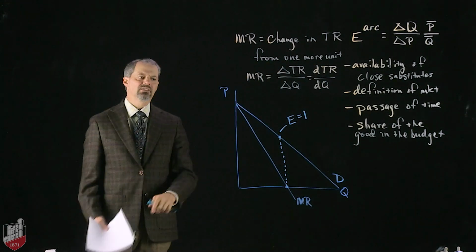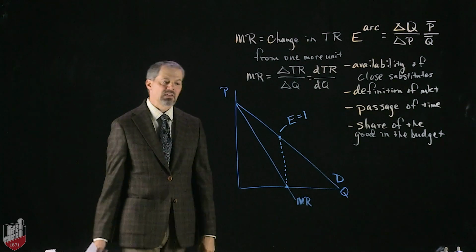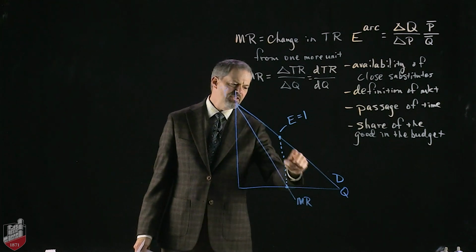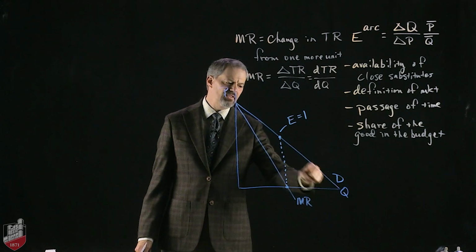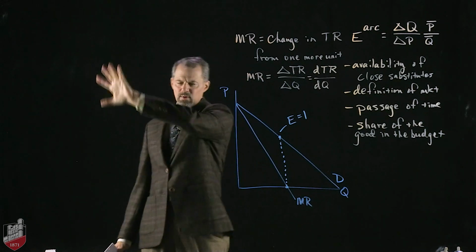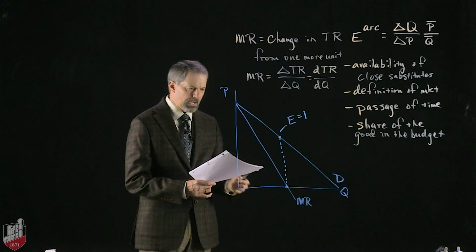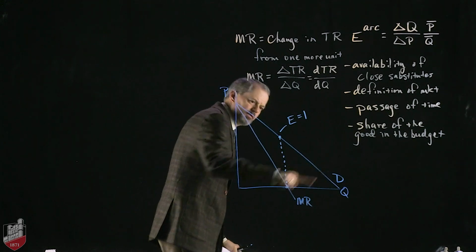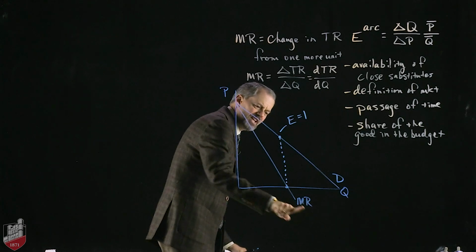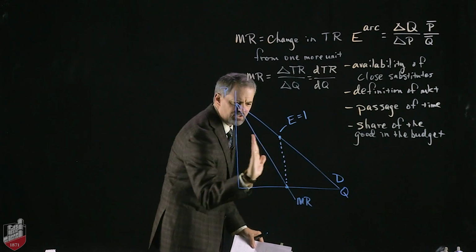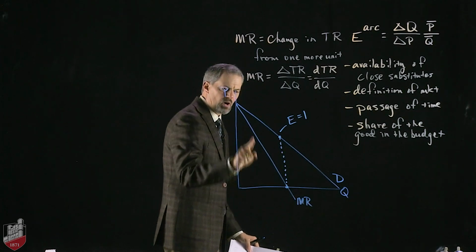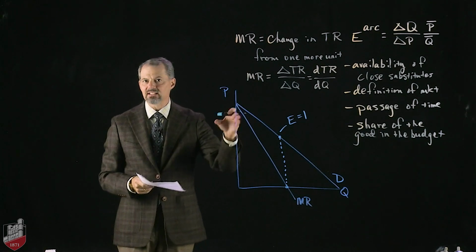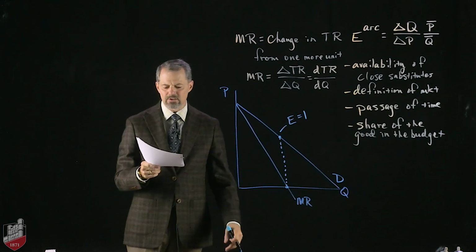So here's what we can see. We can see that as we're changing quantity, if we're out in this range, remember we were talking right up here, notice that out in this range of the demand curve, marginal revenue is negative. And in this range of the demand curve, marginal revenue is positive. What we can do is relate the elasticity to the marginal revenue.